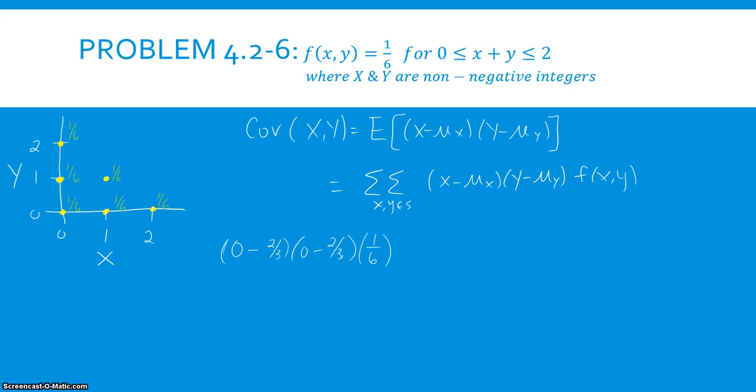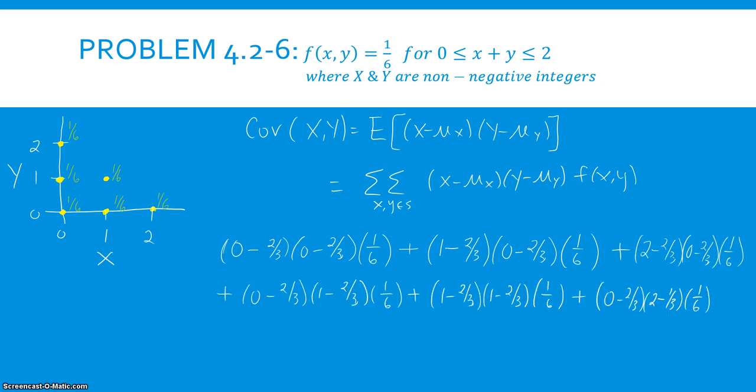And then I move to my next point. X is 1. 1 minus the mean of x is 1 minus 2/3. Y is 0. 0 minus 2/3 multiplied by f of 1, 0, which is 1/6, and so on. Move to the next point and continue until I've finished all of the points in the sample space. And I get a covariance of negative 0.2778.